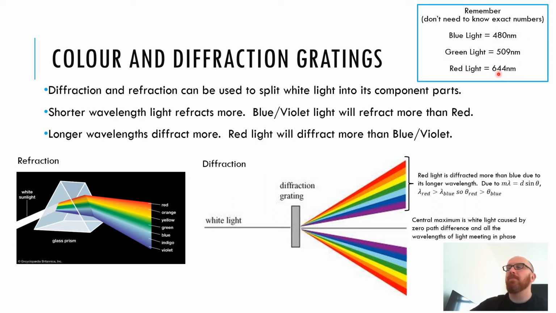If you are given a wavelength of light, you should be familiar with roughly what colour it is. So if you're given 640 nanometers, you should be able to say, well, that's kind of red. Or 650 will be kind of red. If it's going to be 500 nanometers, you should know it's green. So you need to know roughly what the colours are for the wavelengths.